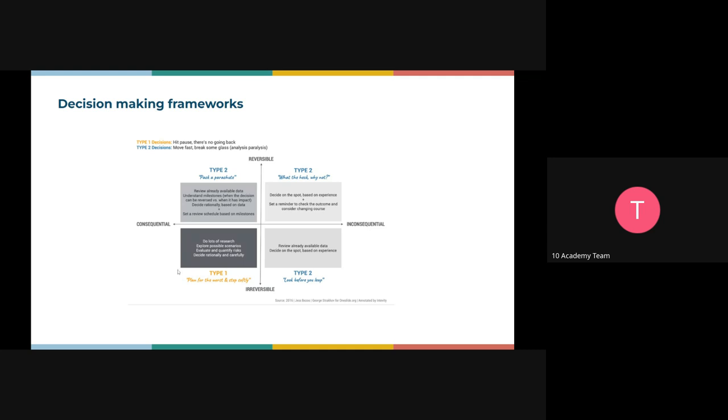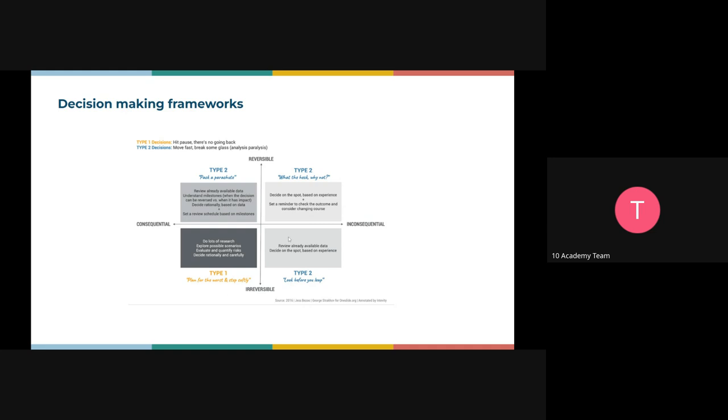And then the second one is explore the possible scenarios. This is still under type 1 decision. We're in this quadrant here. So these are the ones that have a very high consequence and you cannot undo them. Once you do a lot of research on them, you explore the different possible scenarios. What happens if I choose A, if I choose B or C, and then quantify the risks involved in each, and then you decide rationally. So rationally, with reason, with logic, and very carefully. So for type one, you plan for the worst, and then you step softly.